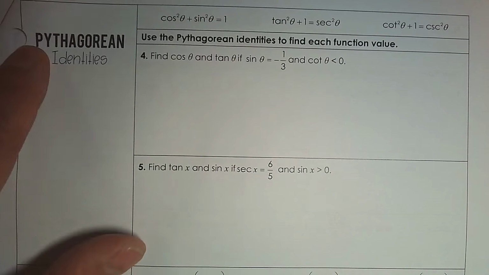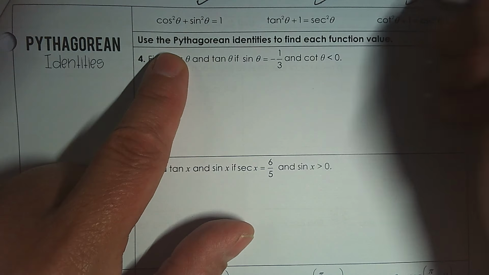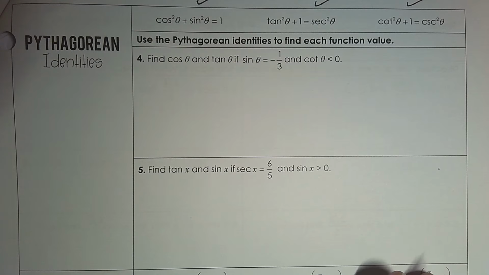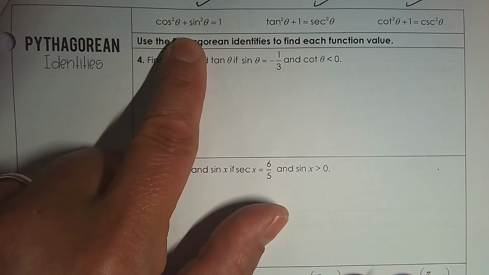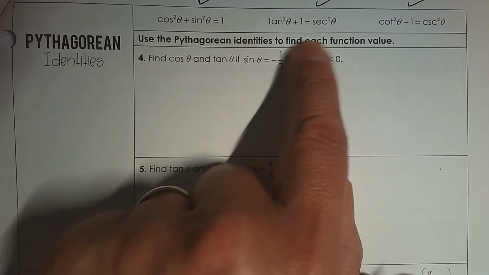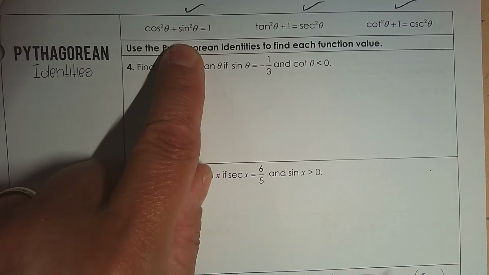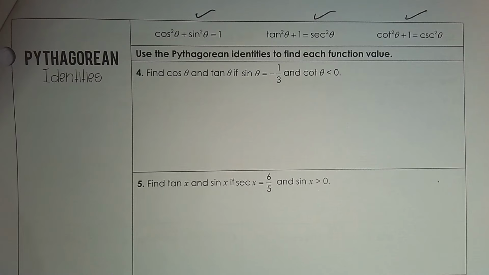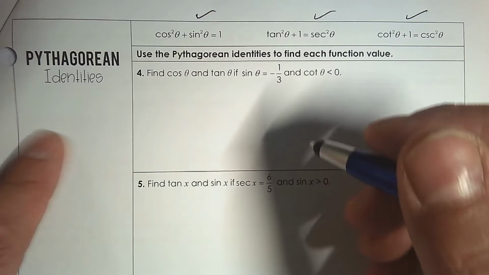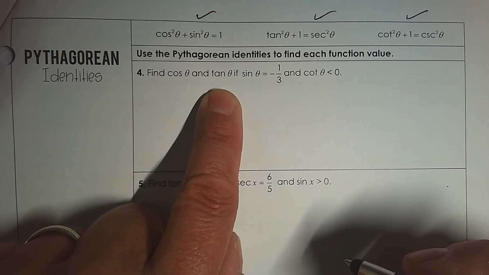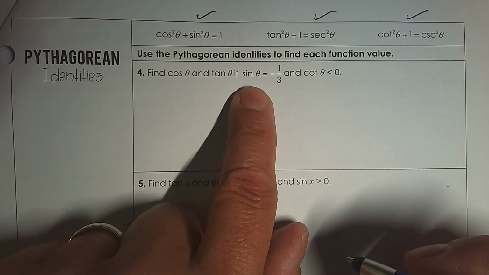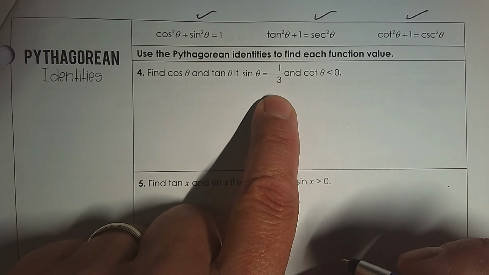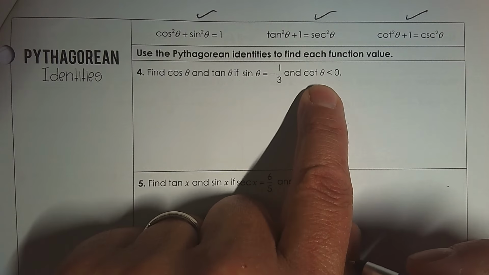So here at the top, do you see the 3 Pythagorean identities? You need to have those memorized. So cosine squared plus sine squared equals 1. If you forget the next 2, you could divide by cosine squared or divide by sine squared and come up with the other 2 if you don't have them memorized. So, cosine theta and tangent theta. I want to find both if sine theta equals negative 1/3 and cotangent is less than 0.